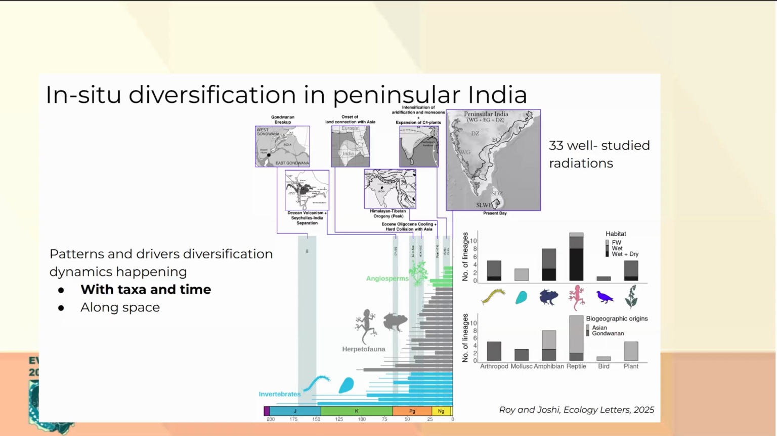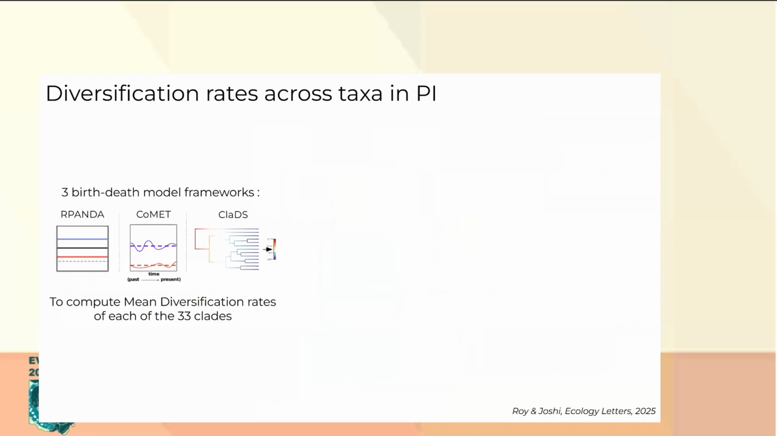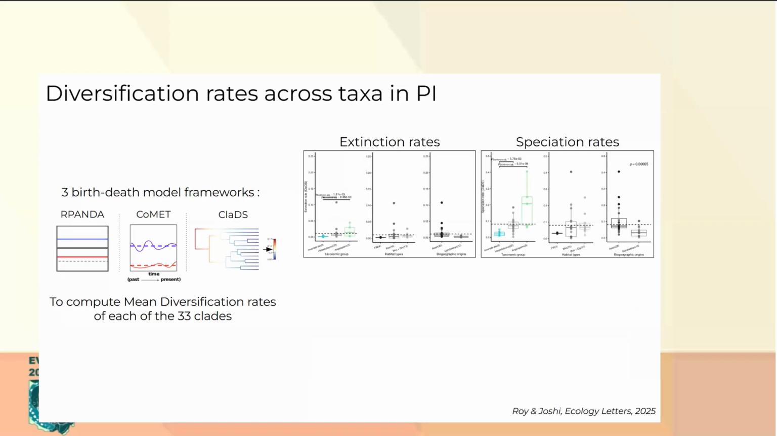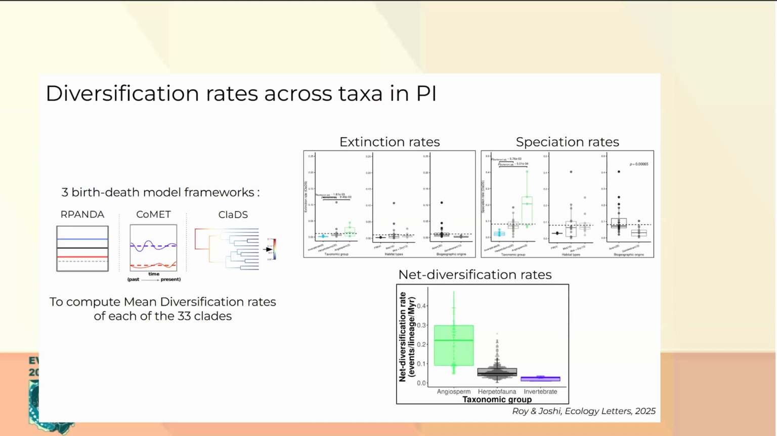So, firstly, what we did is we used 3 different birth death model frameworks to compute the overall diversification rates across each of these different radiations. And what we found out is that extinction rates were really low, and the major disparities in diversification rates were contributed by speciation. And the axis along which the diversification rates varied the most starkly is taxonomic group, where angiosperms showed the highest diversification rates and soil invertebrates showed the lowest diversification rates.